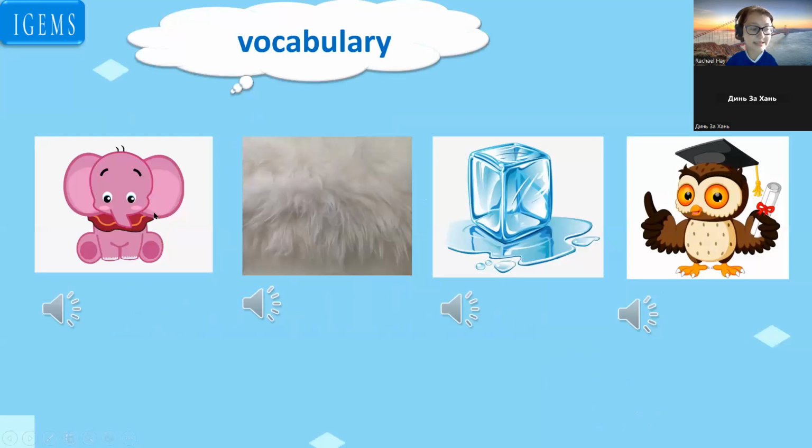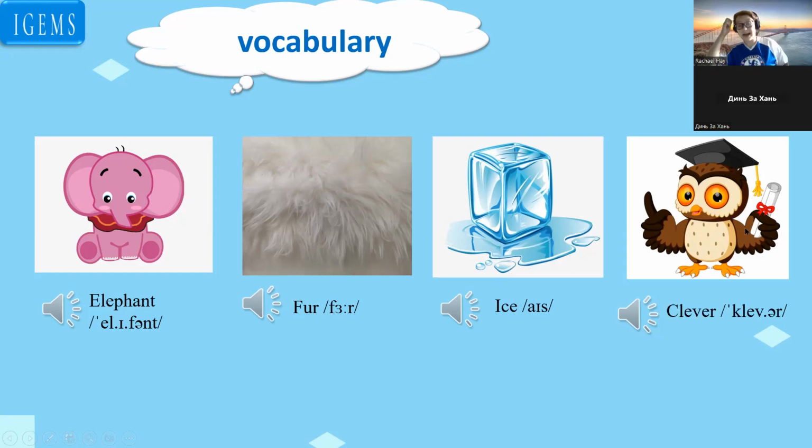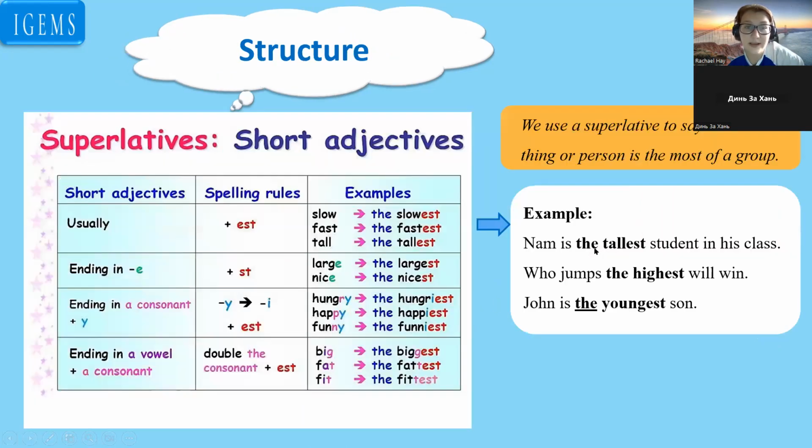Okay. Do you know what this is? Elephant. Do you know what this is? Fur. Very good. What is this? Ice. Good. And what is this? Okay, it's an owl. Clever. So clever. They call owls clever. They say they are smart. Okay, so what is this word? Clever. Very good.